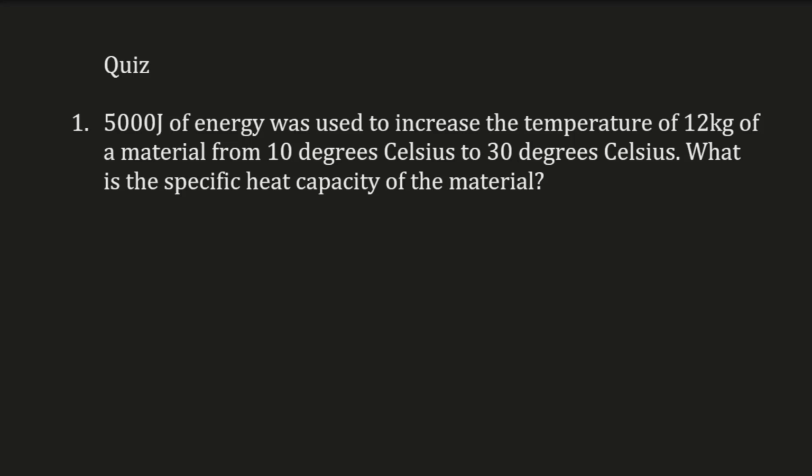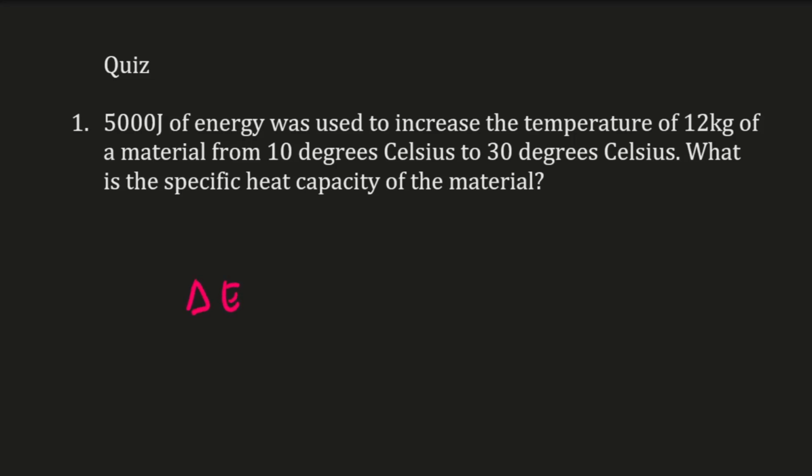Okay, so here's your question. Pause the video to have a go. 5,000 joules of energy was used to increase the temperature of 12 kilograms of a material from 10 degrees Celsius to 30 degrees Celsius. What is the specific heat capacity of the material? Pause the video, have a go. Let's go through the answer now.